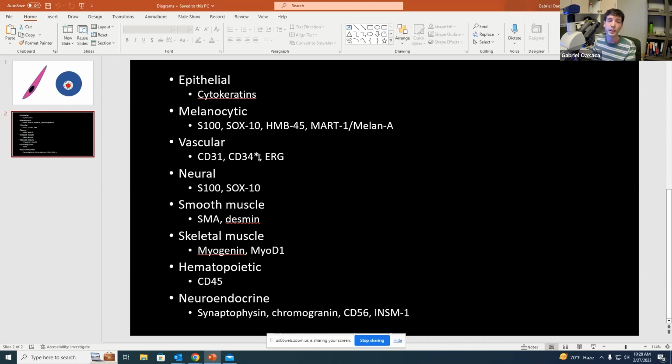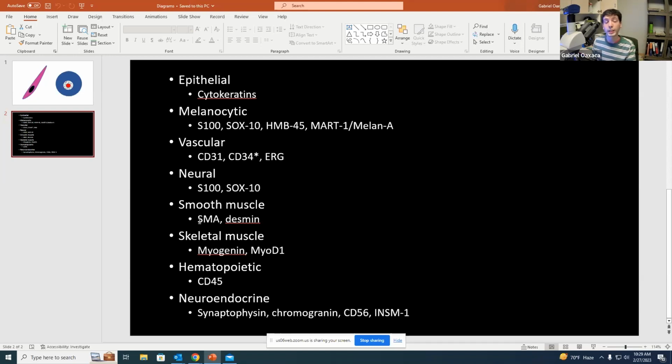For neural, you have S100 and SOX10. So obviously, there's a little bit of overlap between the melanocytic and neural, except that neural should really never stain for HMB45, MART1, melan A, the melanocytic differentiation markers. And then for smooth muscle, we have smooth muscle actin, very commonly referred to just as SMA, and desmin. Also of note, SMA is very sensitive, but not necessarily specific.